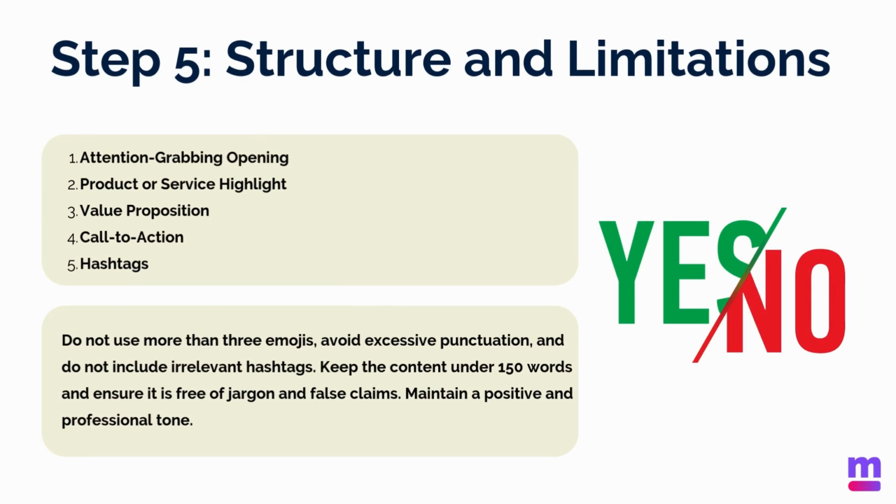Step 5, you need to provide structure and limitations. So telling it what you do want. You want it to be an attention-grabbing opening. You want to highlight the product or service. You want a value proposition, you want a call to action, and you want a hashtag. You don't want too many emojis, you don't want too much punctuation, and you don't want irrelevant hashtags, and you want it to be under 150 words. These are all telling it things that you don't want.